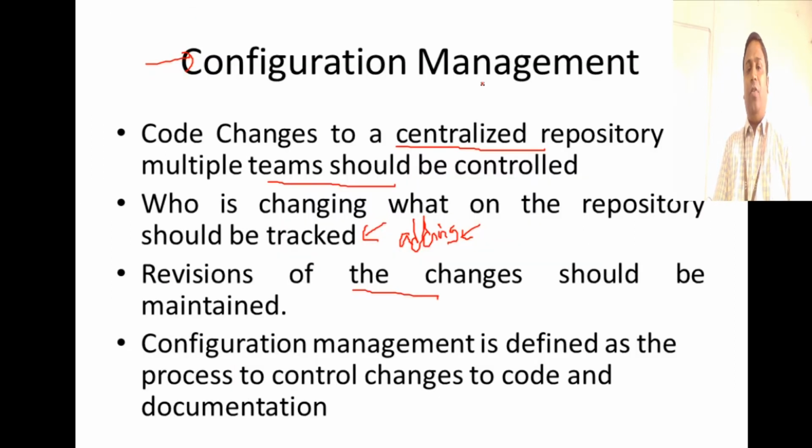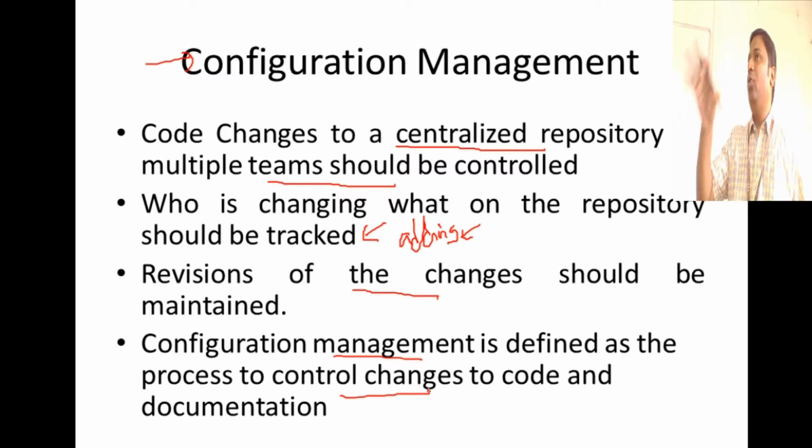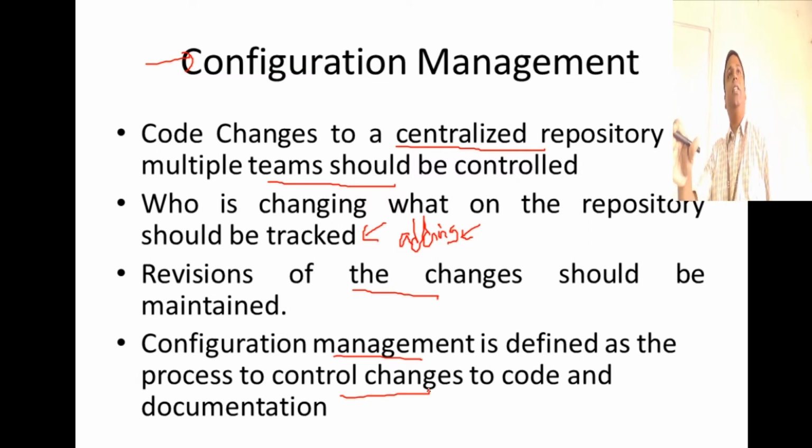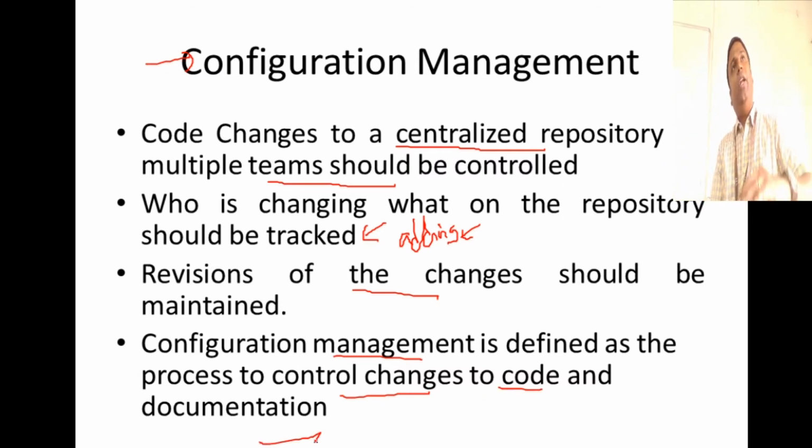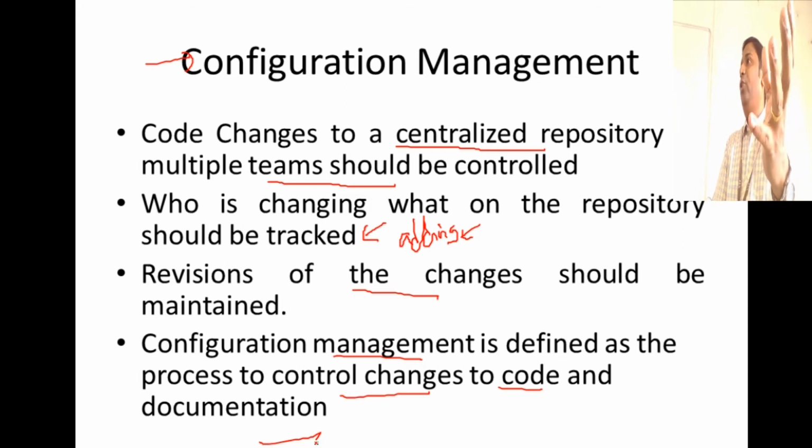So this kind of a process is called configuration management. It is nothing but the process to control the changes to the code: who is changing what, when it is changed, what has been added, when it was added, and what are the various revisions that have happened. It's not only on the code, it can also be on the design documentation, it can be on any deliverable that you do. There can always be revisions maintained.